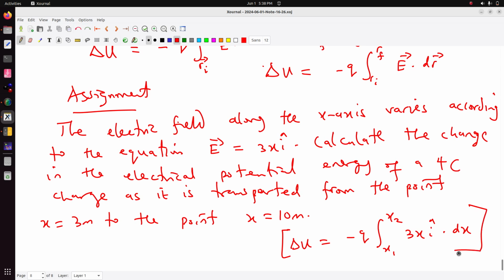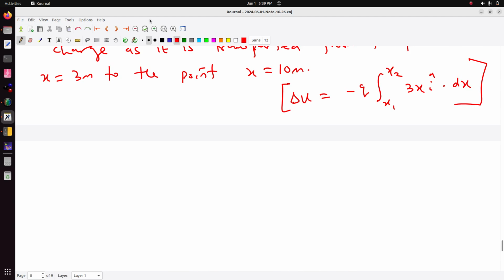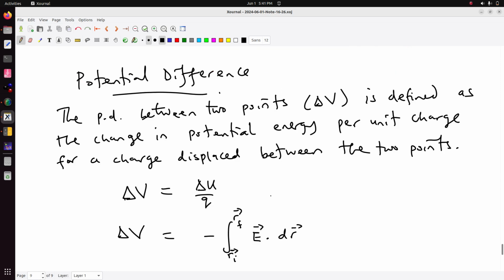So next is potential difference. The potential difference, which I'm going to denote as P.D., between 2 points is defined as the change in potential energy per unit charge if you displace a charge from one point to another, let's say from position Ri to position Rf.